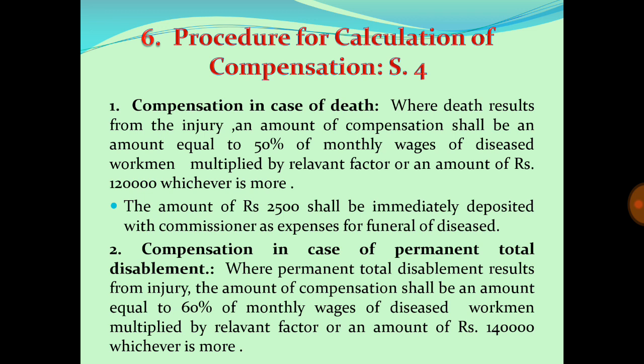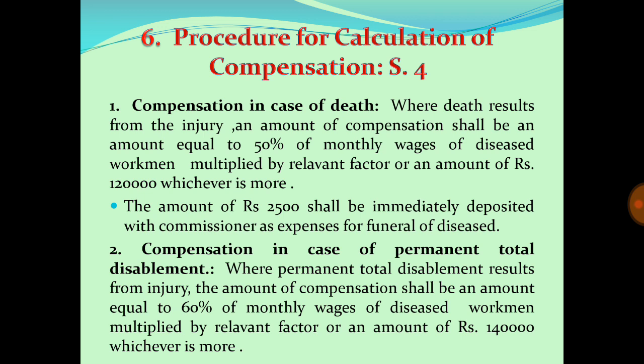And in the case of death, rupees 2,500 shall be immediately deposited with the commissioner for funeral expenses. So this is the amount of compensation in case of death. If any viewer does not understand how that is to be calculated, they can write to me in the comments, so I can solve the query. The second amount of compensation shall be in case of permanent total disablement.